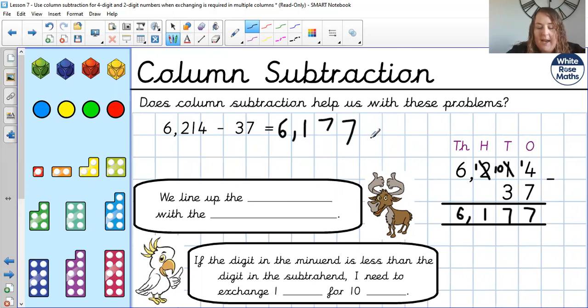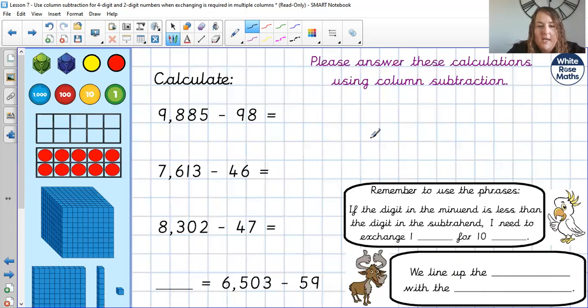Brilliant. Okay, let's go on to your turn then. If you do need to pause, go back, rewind, see how I've set them out or anything, you're more than welcome. But your turn is to now have a go at these 4 questions. Can you please make sure you write them out using column subtraction, and you make sure you line up the ones with the ones and the tens with the tens, please. Good luck, and I'll come back and do them with you in a moment. Off you go.